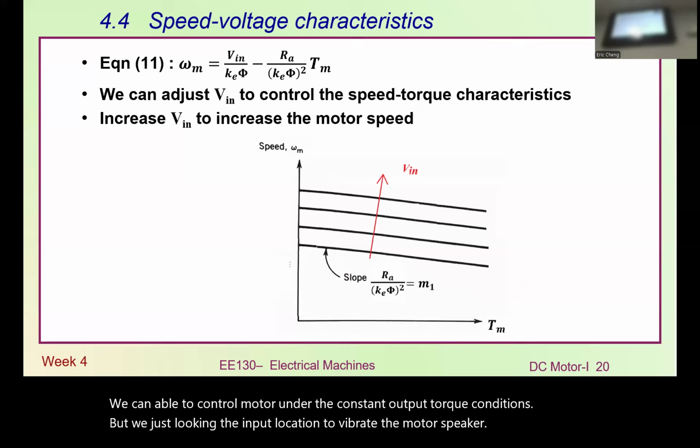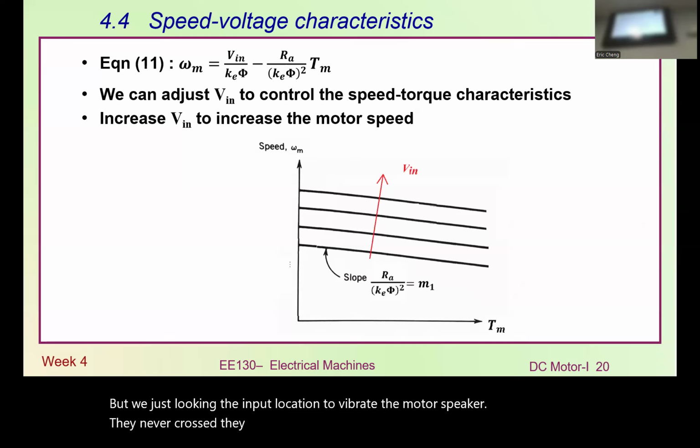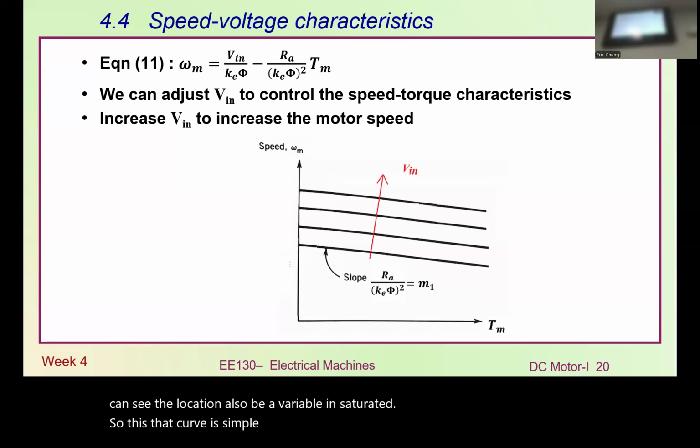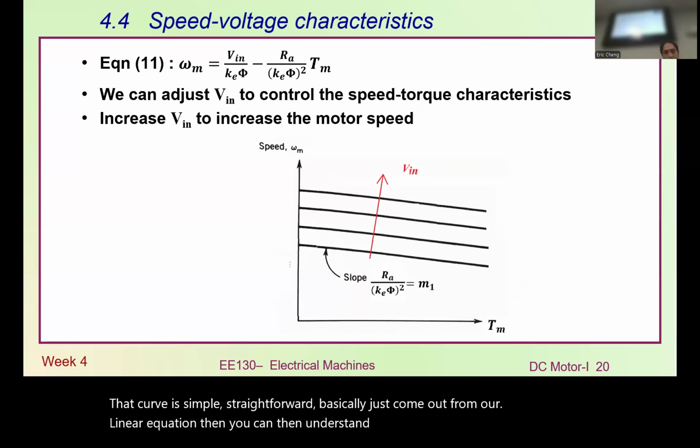And then of course, when the motor torque varies with other parameters, with high torque, you can see the voltage also changes in such a way. So that curve is simple and straightforward. It basically comes out from our linear equation. Then you can understand how we control the motor. All right.